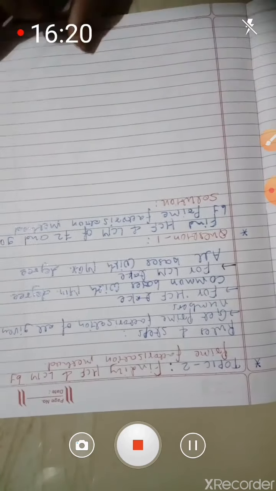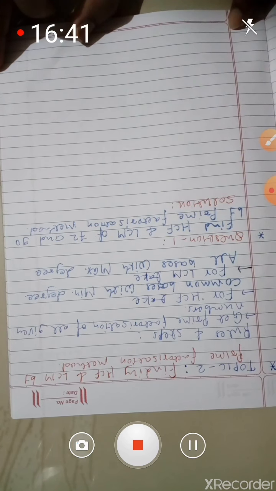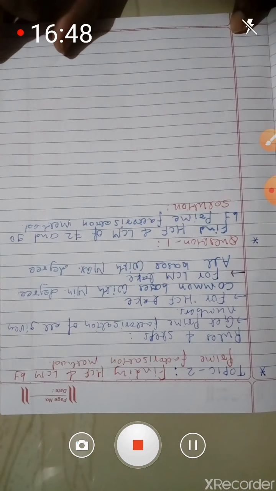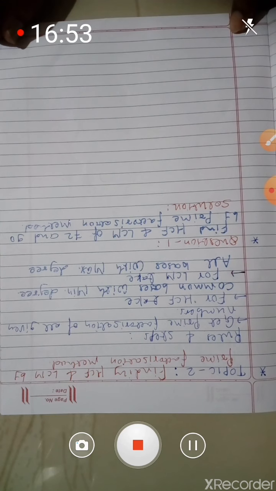Now we go to our main topic. How to find HCF and LCM by the prime factorization method. So rules or steps. First, what do you have to do? The first step is to get the prime factorization of all given numbers. You are mostly given 2 or 3 numbers, but never more than 3 numbers. First of all, let us understand how to do prime factorization.